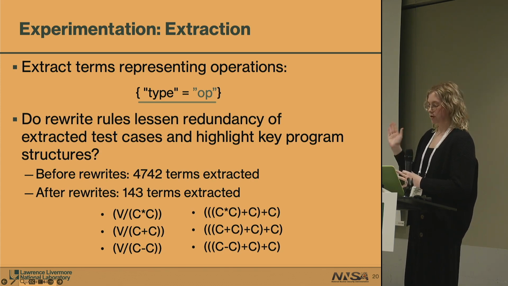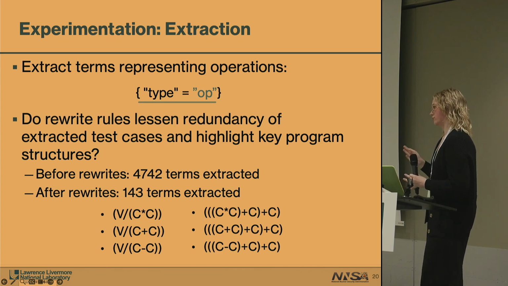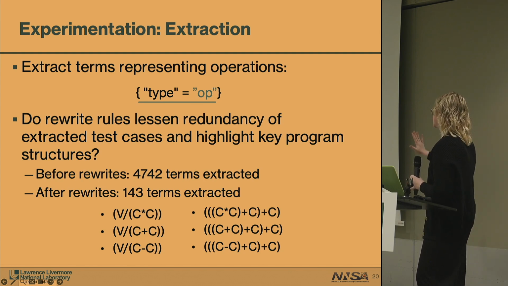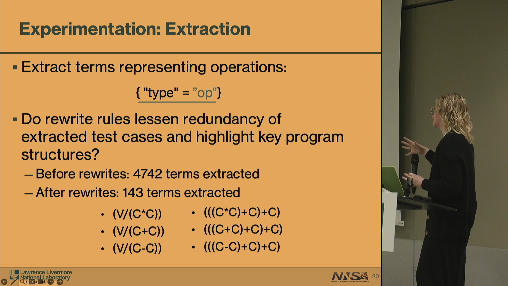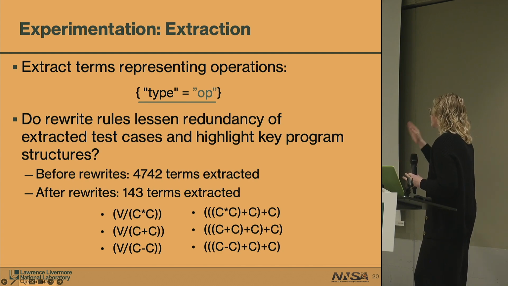Before any of the rewrites were applied, we found that we matched about 4,700 terms, which is high. After the rewrites, we extracted about 143 terms, which is, of course, much lower. What these extracted test cases looked like is what you see here. These are actual results from our extraction. The V stands for variable, the C stands for constants. Obviously, these test cases wouldn't compile if you fed them back in to test your tool, but you could populate these variable and constant values with whatever you would like.